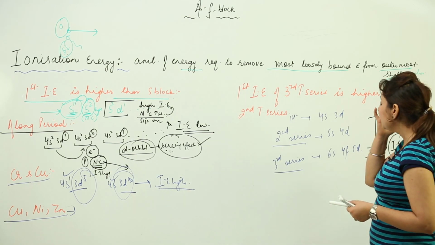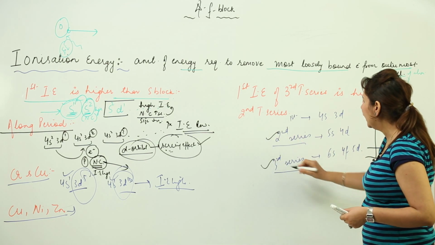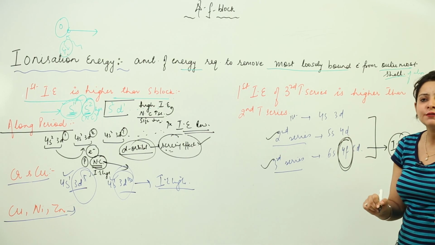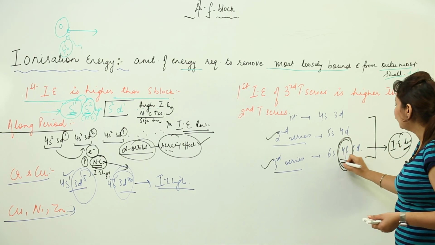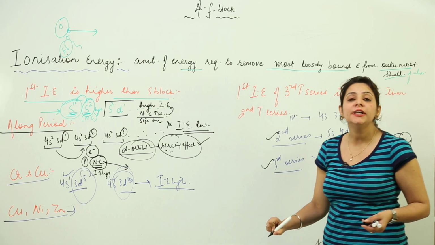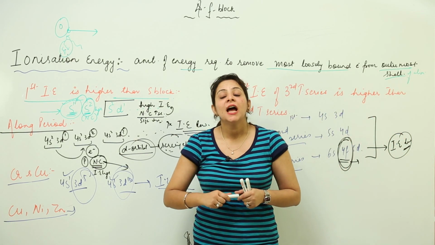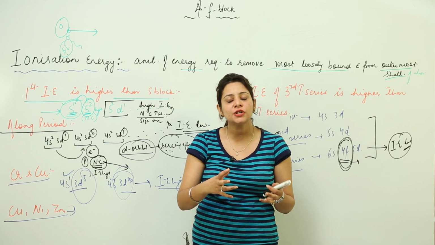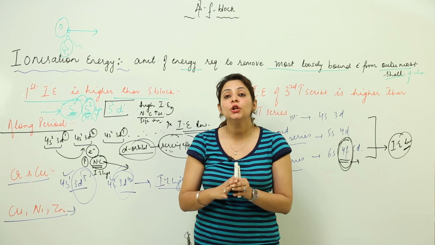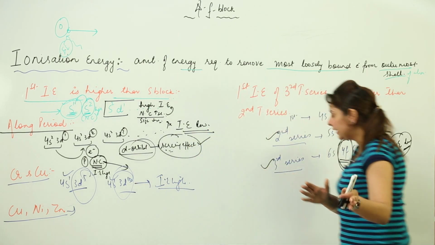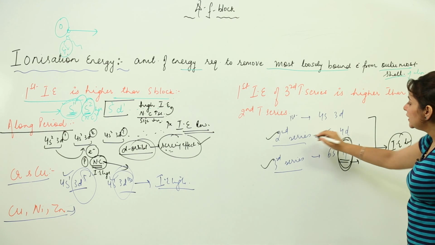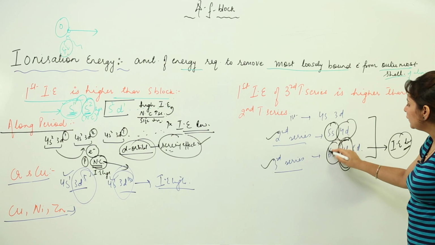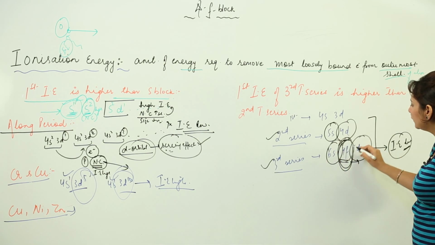But what happens when we compare the second and the third one? In the third there is a filling of the 4f orbital also, and due to this filling of 4f orbitals, we know that they have a very poor screening effect. Because they have a very poor screening effect, they are not stopping the nuclear charge from reaching the valence electrons. Let us see an example again. In the second series there is a filling of 5s and 4d, and in the third there is a filling of 6s, 4f and 5d.